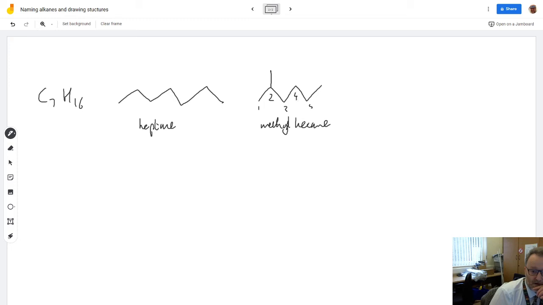And we've got this methyl group, and because it's on the second carbon atom, we'd put 2-methyl at the beginning, because we could have other places we could put it now that we've got this many carbon atoms. So there's our 6 carbon atoms again. We could put the methyl group on there, and that would be 3-methylhexane.